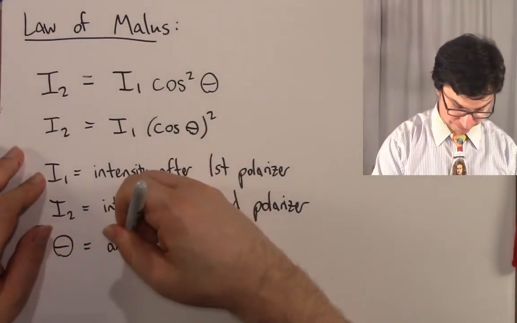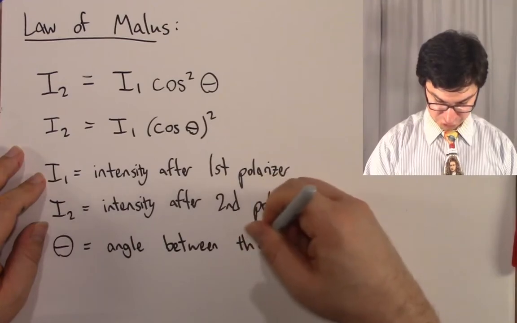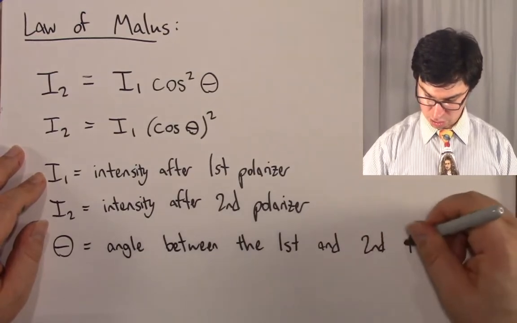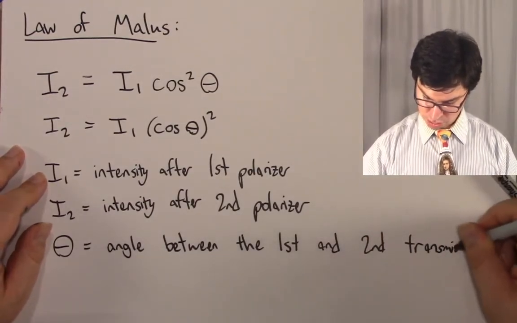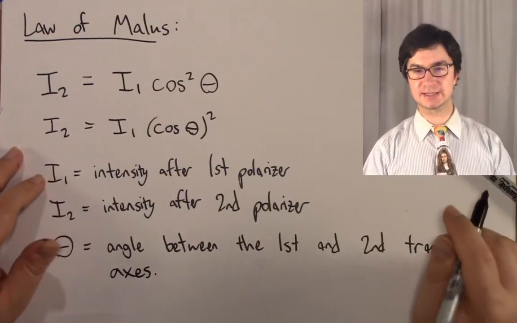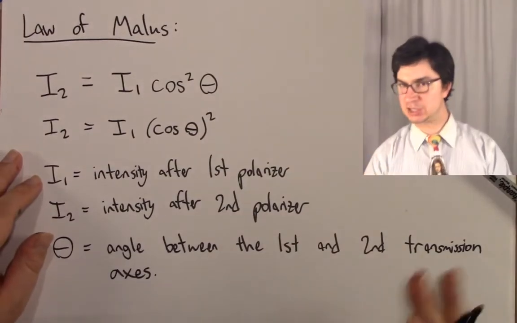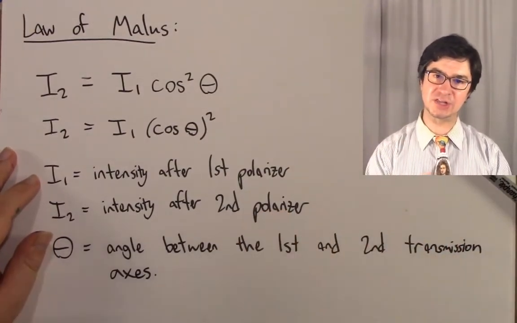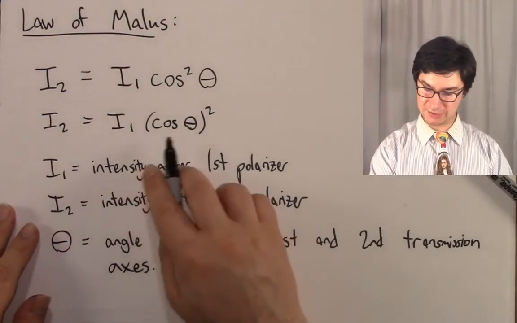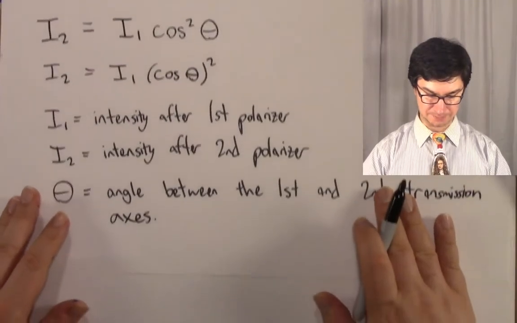Theta is the angle between the first and second transmission axes. What that means is we don't really care what angle the first transmission axis was. We don't care what angle the second transmission axis was. The only thing that we care about is the angle between those transmission axes. Okay? And what's really funny about this function, the cosine function, is think about what angles can go into that function. So let's take a look.